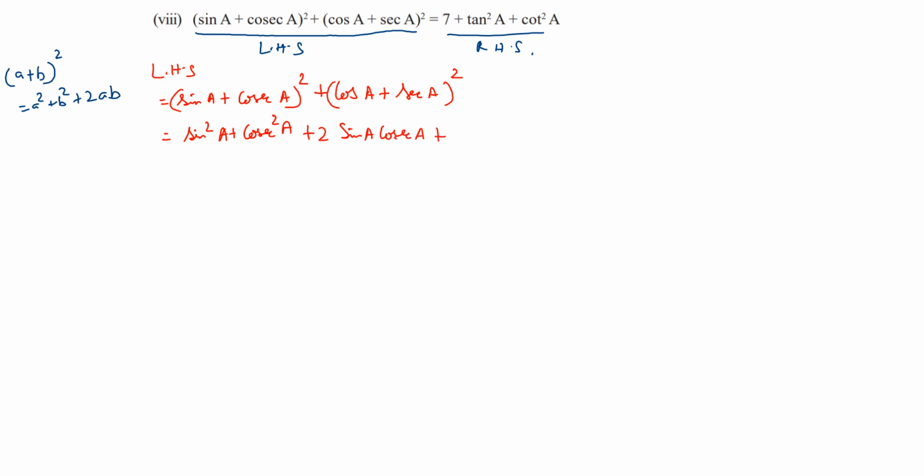Okay, and then the second term is also in the form of a plus b whole square. So again I am writing cos square a plus secant square a plus 2 cos a secant a. Okay, we know an identity like sin square a plus cos square a equal to 1.